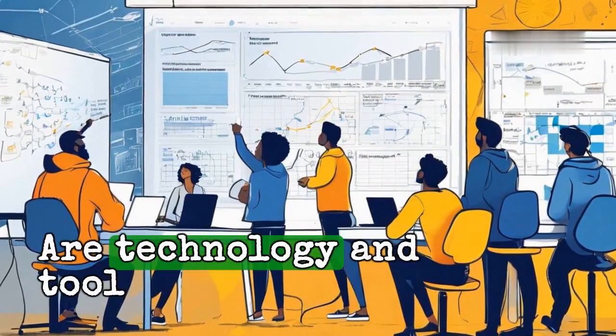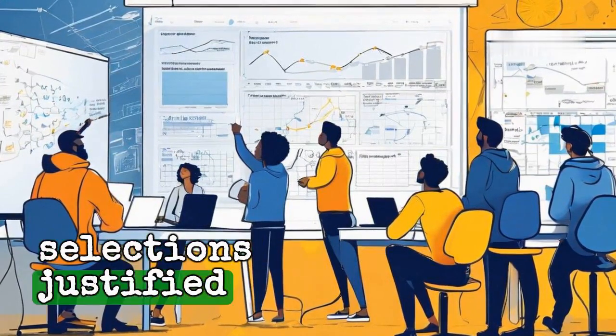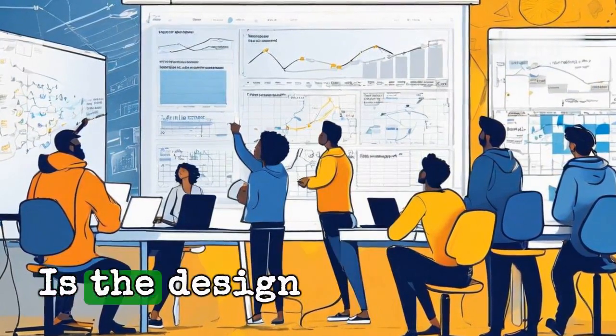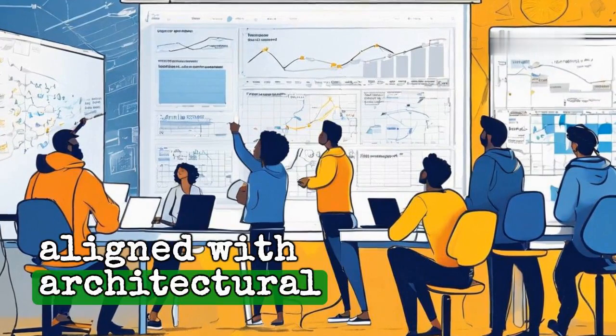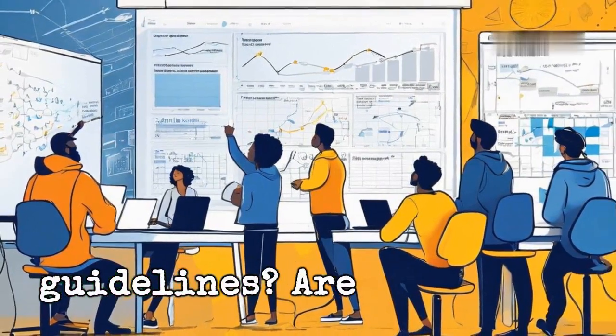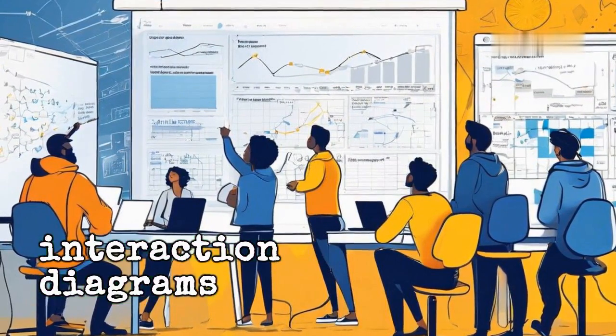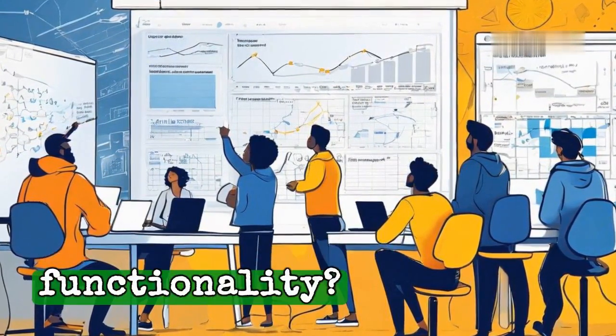Are technology and tool selections justified based on project requirements and constraints? Is the design aligned with architectural standards and guidelines? Are data flow diagrams and interaction diagrams created to depict system functionality?